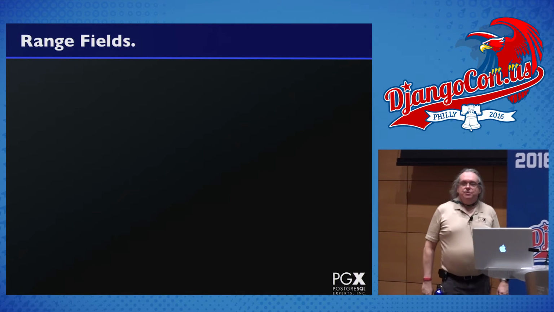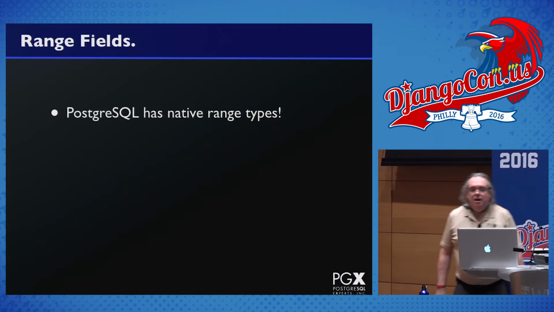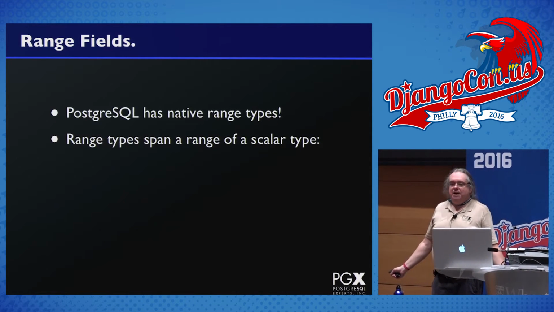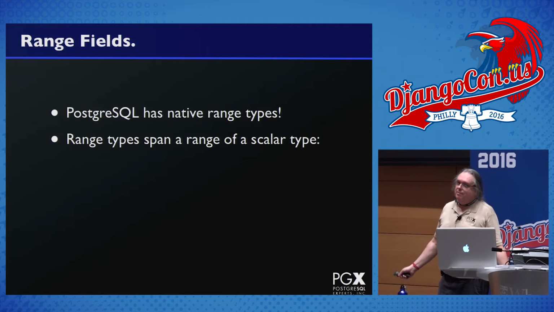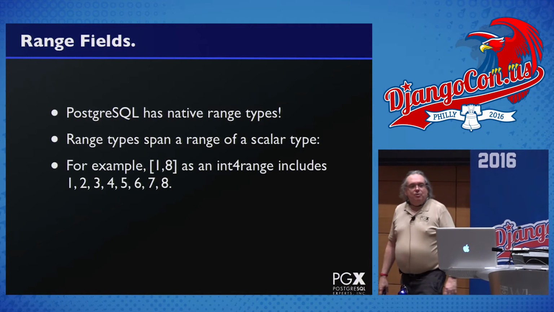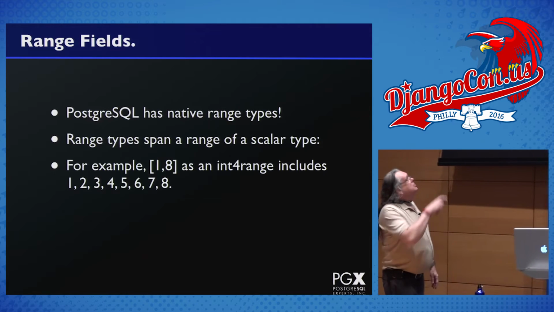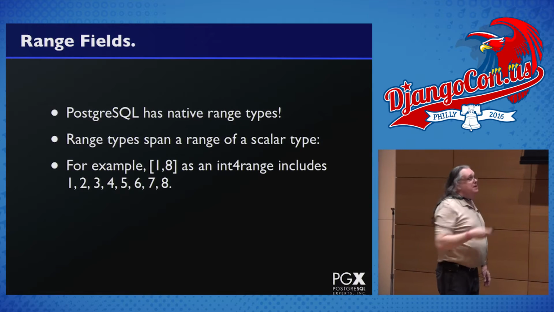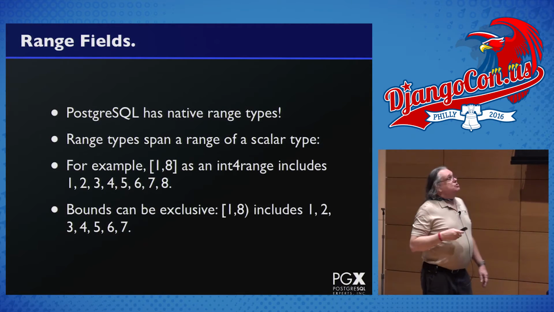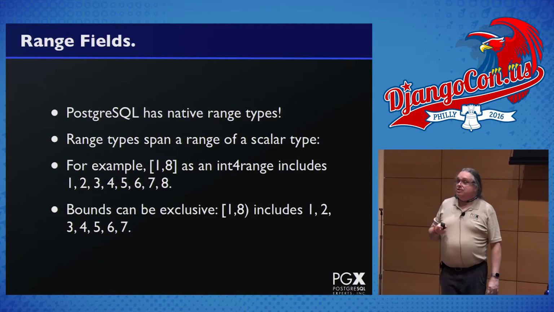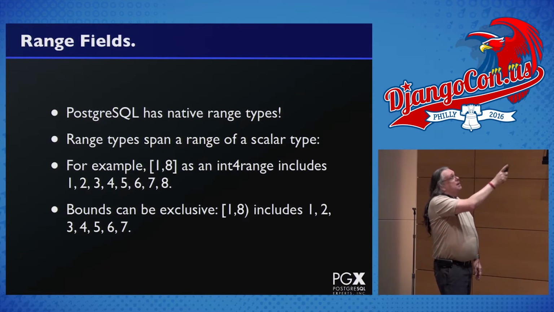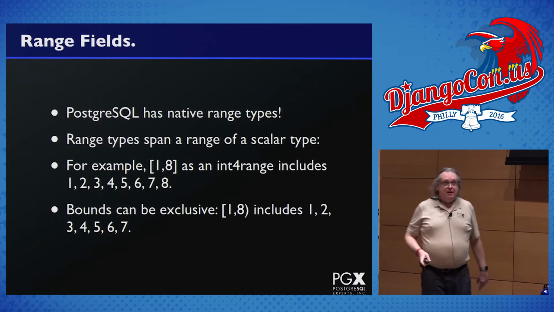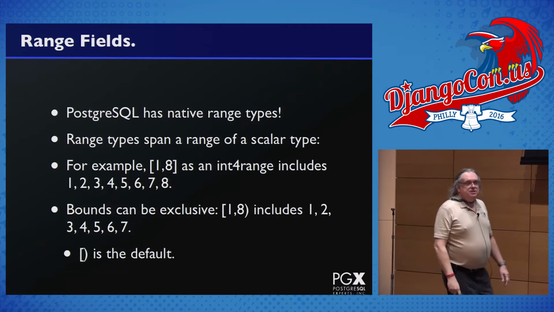Okay. Range fields. Range fields just are wonderful. They have native range types. They span a range of a scalar type. I can read my own slides. For example, 1, 8 is an int4 range that includes 1 through 8. The square brackets mean inclusive. You can also do parens, which are exclusive, which means it only goes up through 7. That's really handy if it's like a float, or some infinitely divisible type. And that's the default.